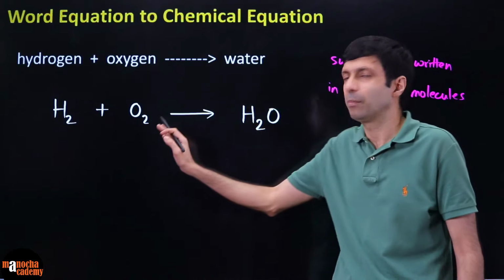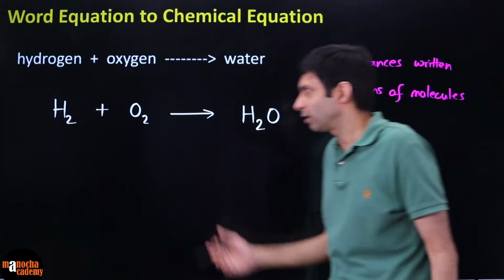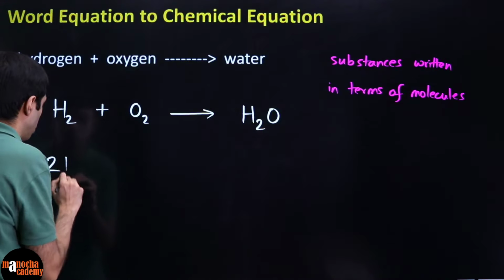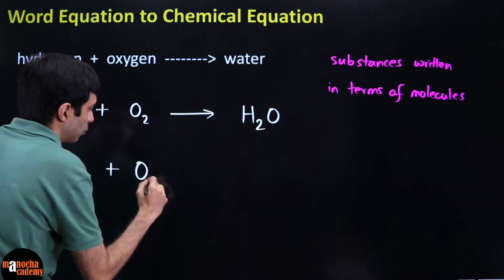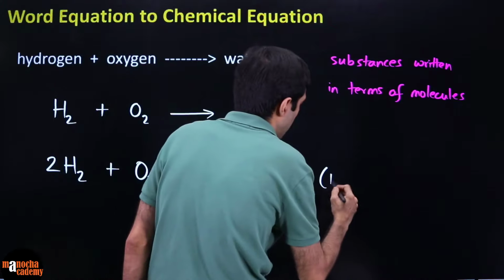In this simple example, we are just converting a word equation to a chemical equation. Okay, if you guys want, I'll write the balanced equation as well. So we can write it as 2H2 plus O2 gives 2H2O. And this one is balanced.